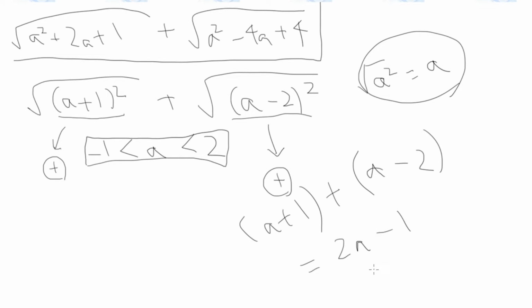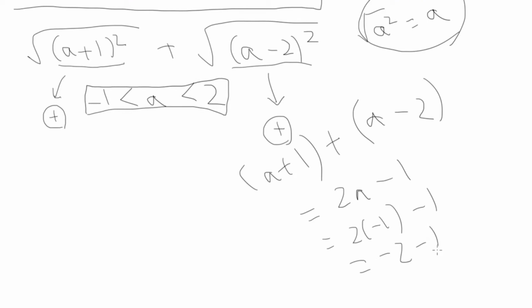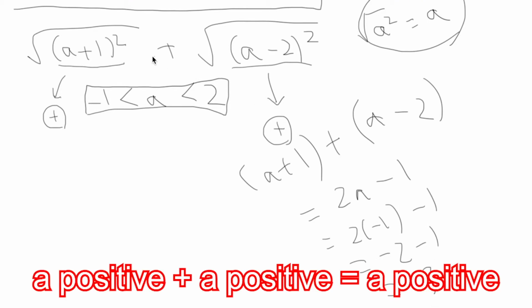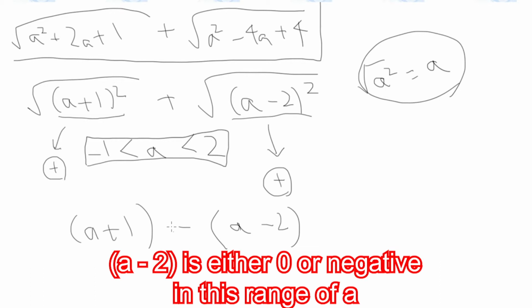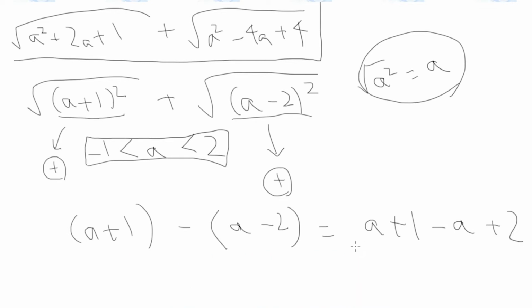Because if we substitute a equals -1, we get a negative answer, even though we saw earlier each part of this expression must be positive. So in order to avoid this problem, we have to put a minus before the second pair of brackets. We can cancel out a, and we get a constant 3, and this is the answer.